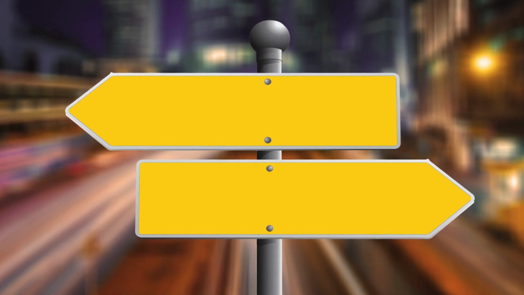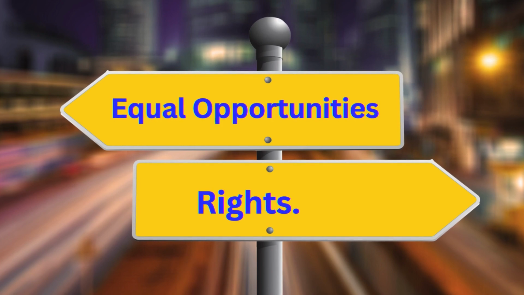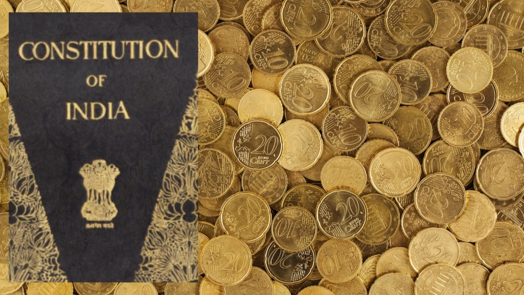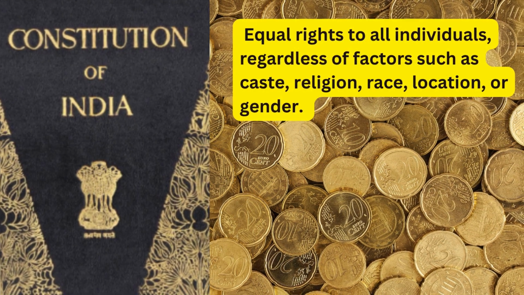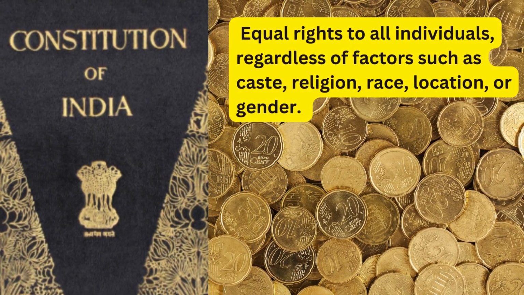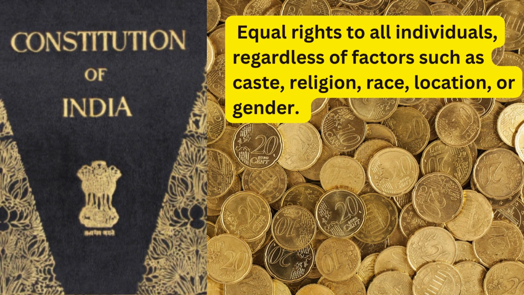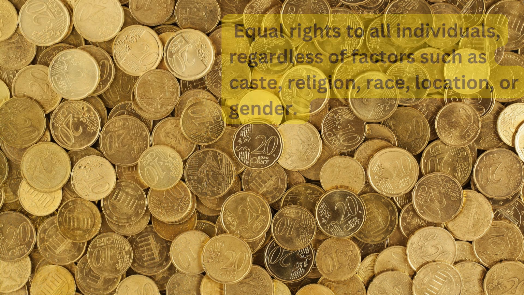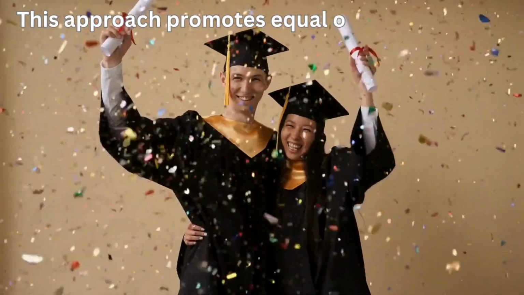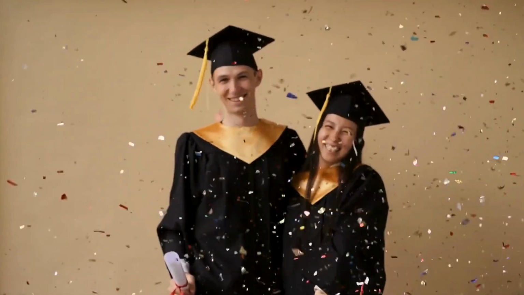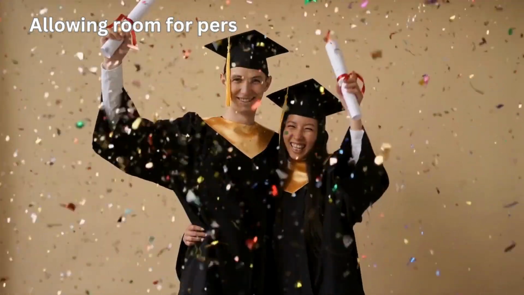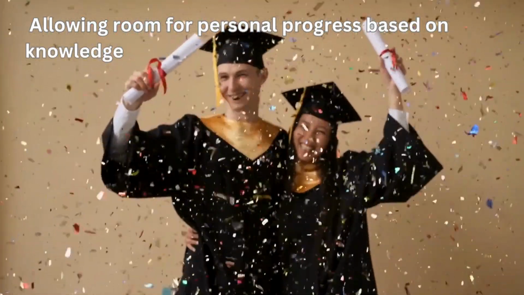Fifth characteristic of the class is equal opportunities and rights. The Indian Constitution grants equal rights to all individuals, regardless of factors such as caste, religion, race, location, or gender. This approach promotes equal opportunities and rights within the class system, allowing room for personal progress based on knowledge, skills, and abilities.